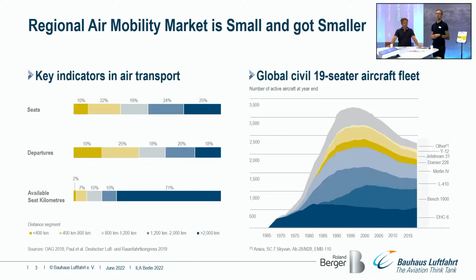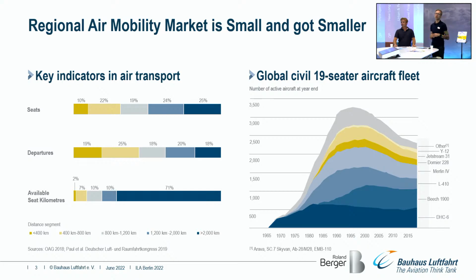Then the question arises: what is the market today? If we look at the air transport sector as a whole, there are key indicators showing that roughly 10% of the seats are offered on stage lengths of 400 kilometers or less. Roughly 19% of the departures worldwide are operated on flights going less than 400 kilometers. And if we look at transport capacity, measured in available seat kilometers, it's only a shy of 2% offered in that segment.